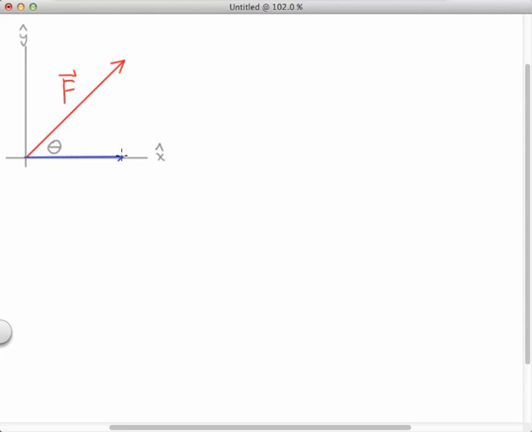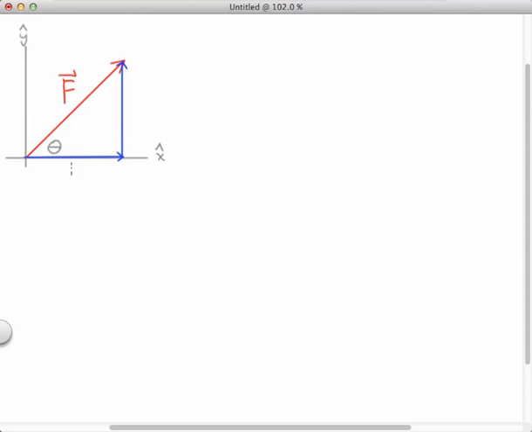So I'm going to draw the x component of this vector, looked sort of like that. So you can see it points to the right just about as far as this vector points to the right. And then the y component of the vector would be up like that. And you can see that that points as far up as the vector f does. So I'm going to label these vectors.